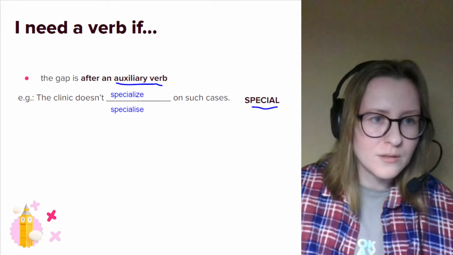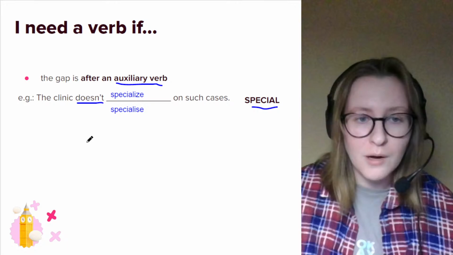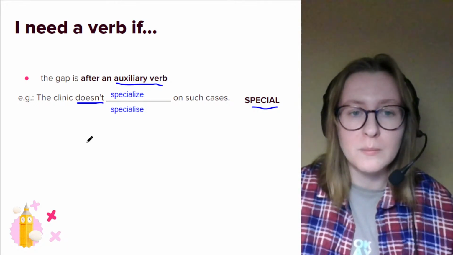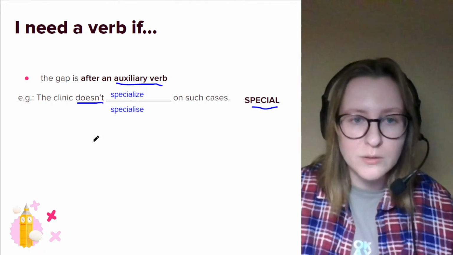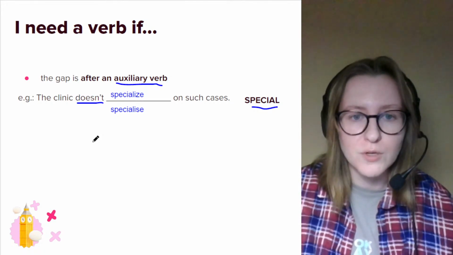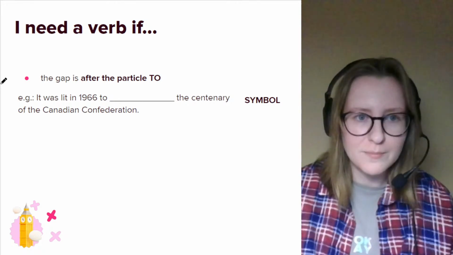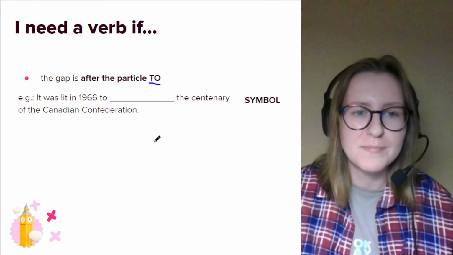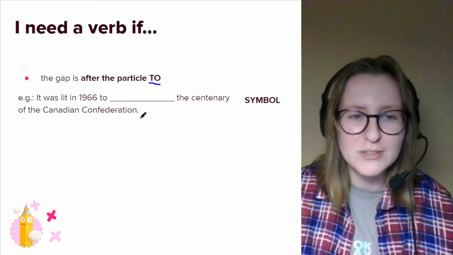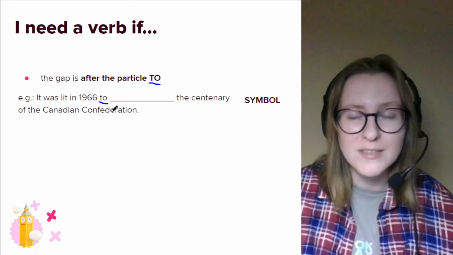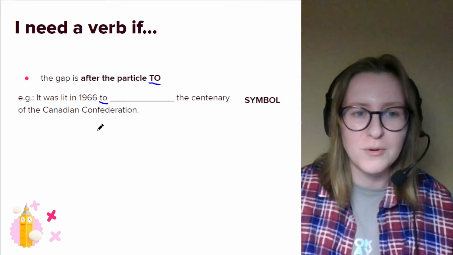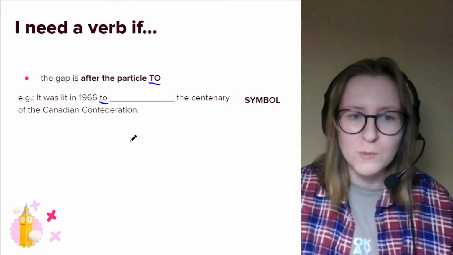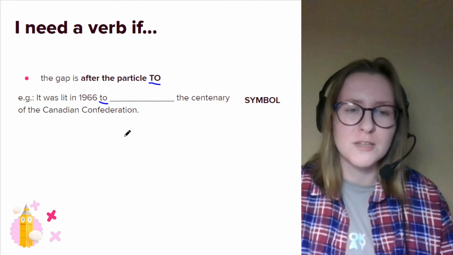And guys, doesn't is our auxiliary here, right? Of course, after auxiliary verbs, we need a meaning verb, so that's why we made special into the verb. Okay, moving on. The gap is after the particle to, right? Okay, so the most difficult thing here is to understand if your to is a particle or a preposition or whatever, right? You will learn how to do that, especially when we study infinitives, right?